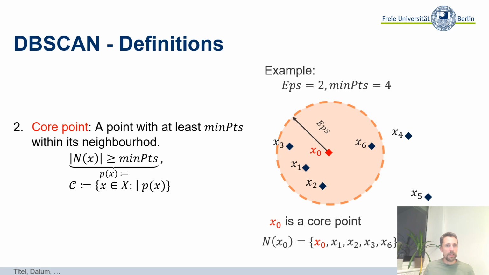Now, a core point is a point that has at least minPoints many neighbors in the set of its neighbors. So x0 here, for example, is definitely a core point. It has 1, 2, 3, 4, 5 points. So that's at least 4. So that's a core point.